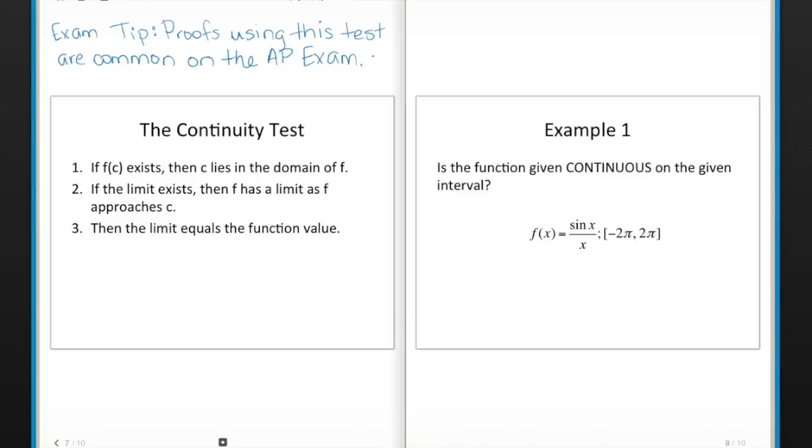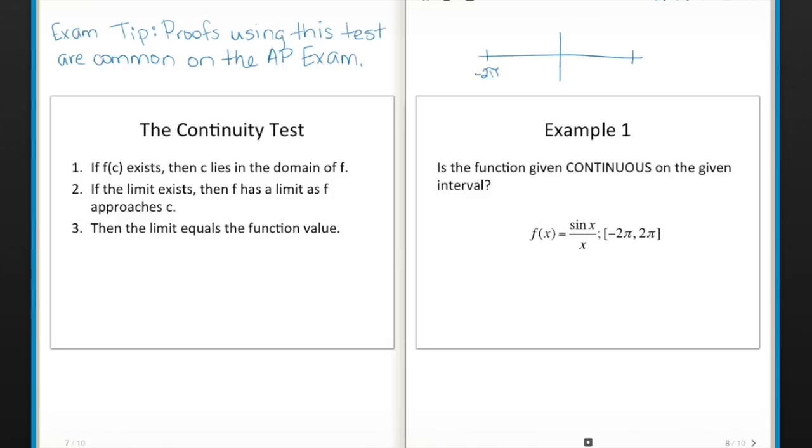Step 1, if f of c exists, then c lies in the domain of f. Step 2, if the limit exists, then f has a limit as x approaches c. Step 3, then the limit equals the function value. So basically, if the point exists, then that c value is somewhere in the domain of f. And if that limit exists, then f has a limit as x approaches c. So the closer it gets to c, the function has a limit. And then you just plug in your value and go.